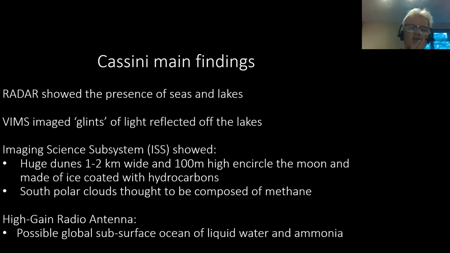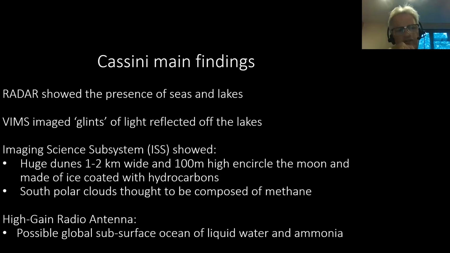So in summary, one of the main findings, well, radar showed the presence of seas and lakes, confirming what was previously suspected, that there are lakes and seas on the surface of Titan. A really astonishing discovery, and an extremely rare one in the solar system, the Earth being the only other case. The visual infrared mapping spectrometer also imaged glints of light reflected off the lakes, so that was rather beautiful.